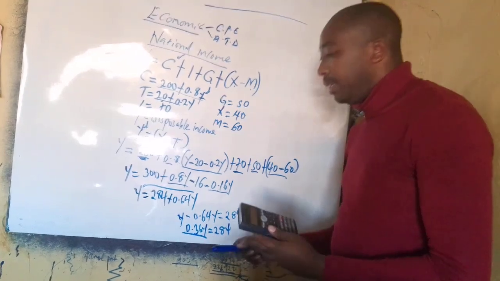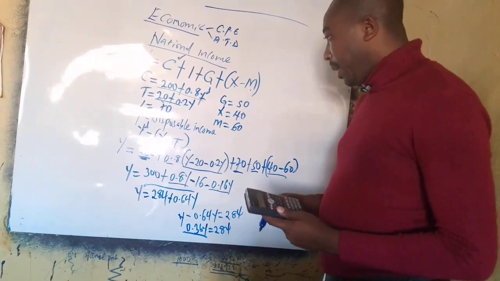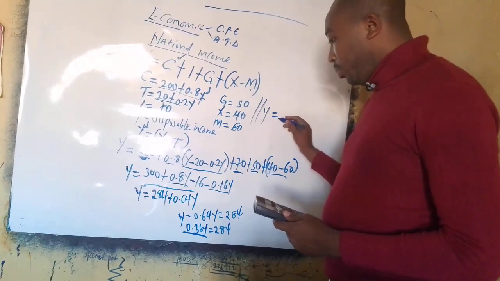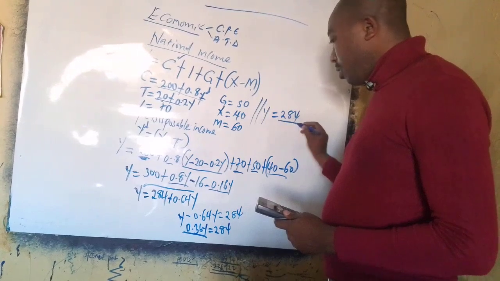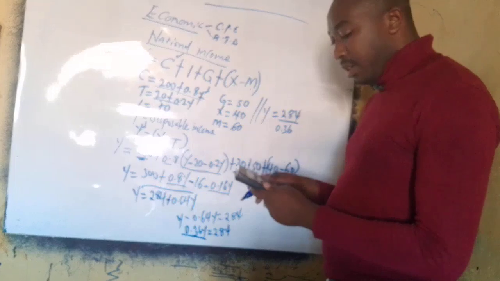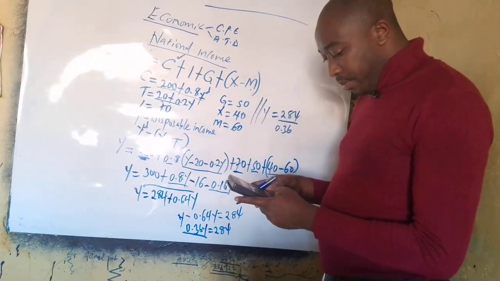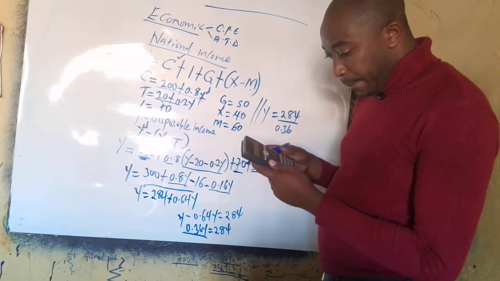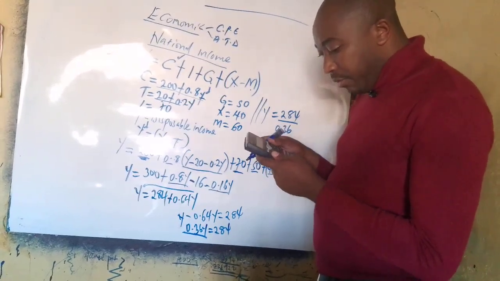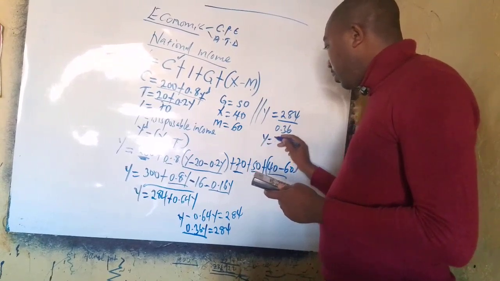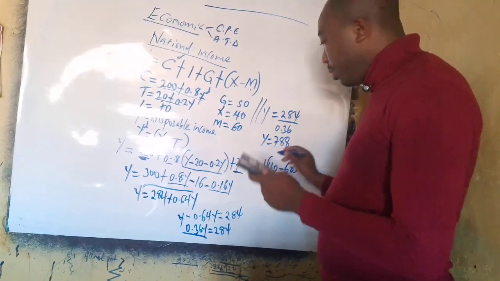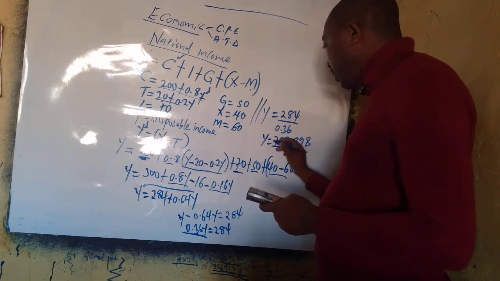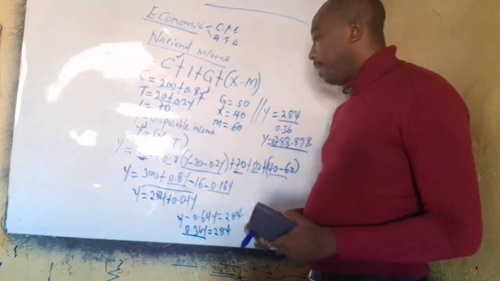Divide both sides by 0.36. You find that Y is equal to 284 all over 0.36. So 284 divided by 0.36, I'm getting 788. Y is equal to 788.89 billion in terms of shillings. That is it.